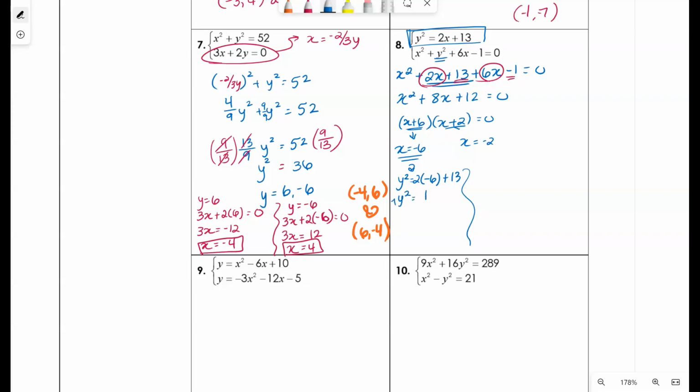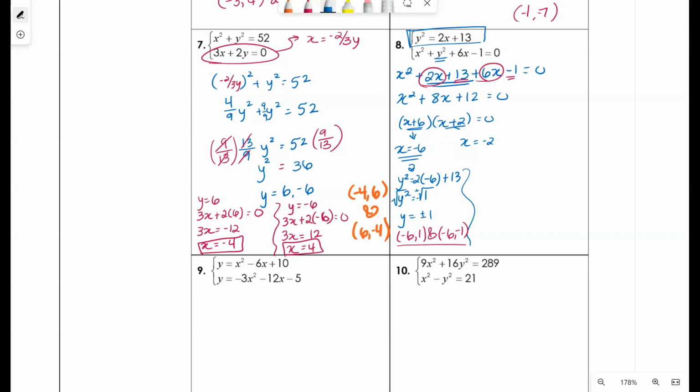Now I'm going to take the square root of both sides. But remember, every time I take the square root, I take the positive and minus of that square root. So that means that y equals plus or minus 1. So from this side, we actually end up with two solutions: negative 6 and 1, and negative 6 and negative 1, since y can be both of those values.